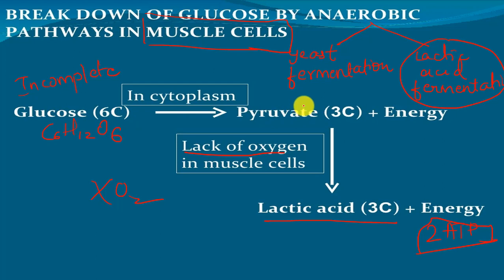Glucose is converted into pyruvate plus energy, same as in aerobic respiration, but then it is later converted into lactic acid plus energy in the absence of oxygen, and only 2 molecules of ATP are formed. Both these reactions take place in the cytoplasm itself.